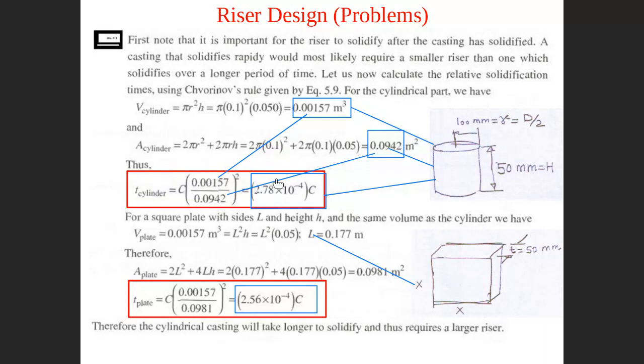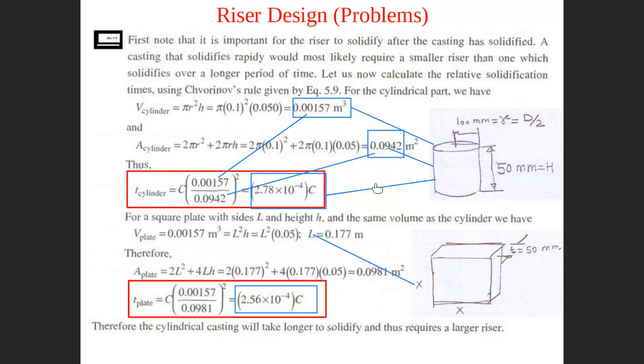It means that the riser here must be bigger than here. You cannot use the same riser dimension, because this one needs a longer time. I mean the cast here will solidify in a longer time than the cast here. Then the cast here needs a bigger riser for the bigger time. This one needs a smaller riser for a smaller time.